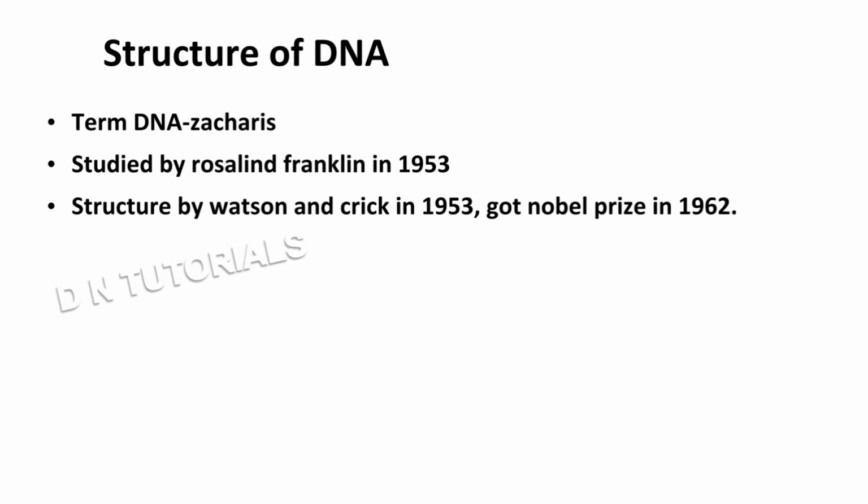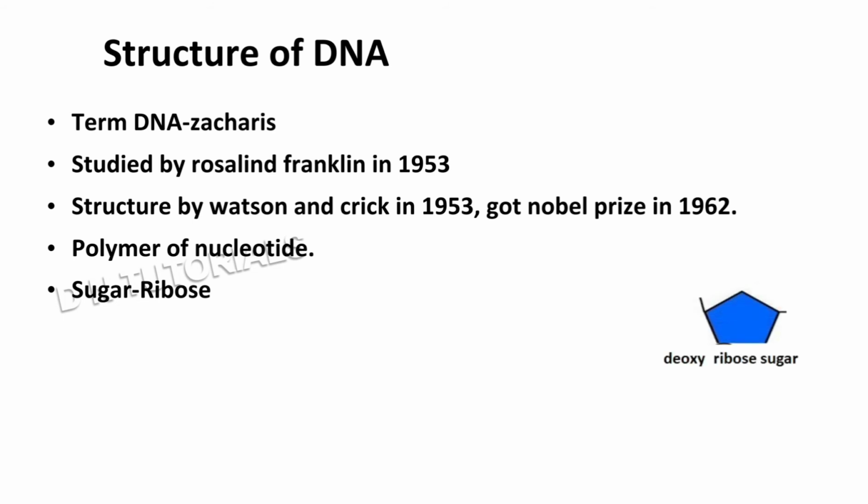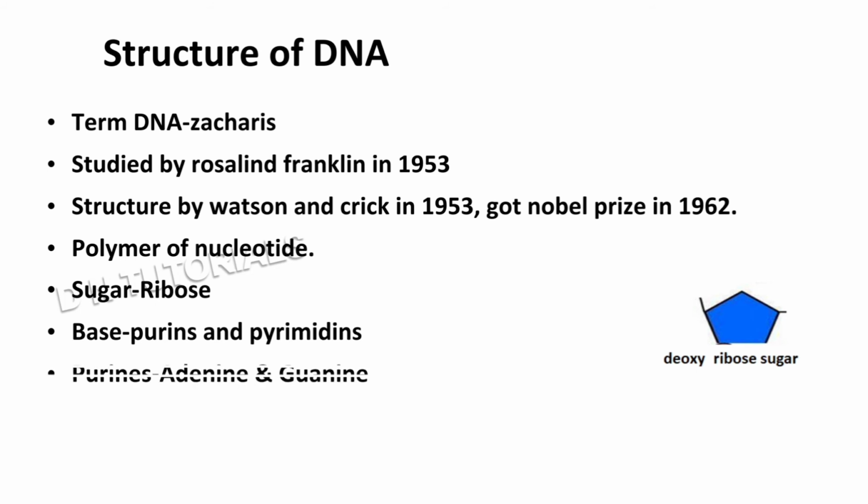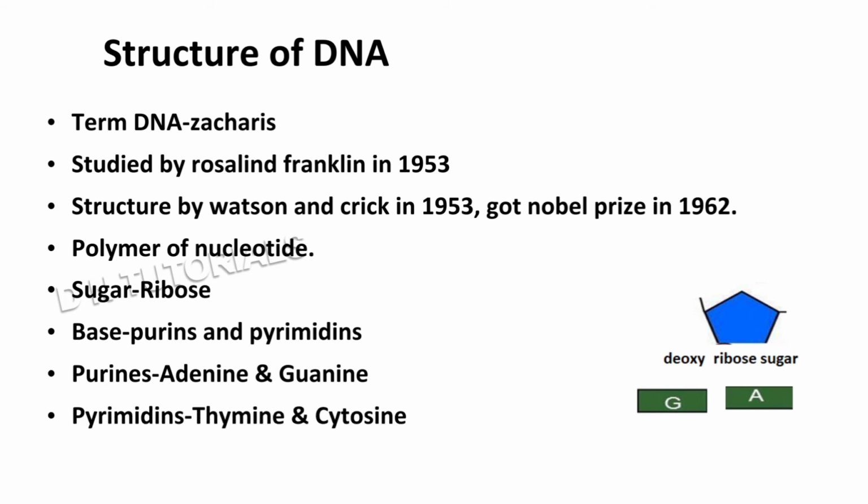So what is this DNA formed of? DNA is deoxyribose nucleic acid. It is actually a polymer of nucleotides. Let's understand how this nucleotide is formed. A nucleotide is formed by a sugar, which is the ribose sugar. Ribose sugar is a 5-carbon sugar. There is a sugar, there is a base, and the bases present in DNA are purines and pyrimidines. Purines are adenine and guanine, represented by the letters A and G, and pyrimidines are thymine and cytosine, represented by the letters C and T.